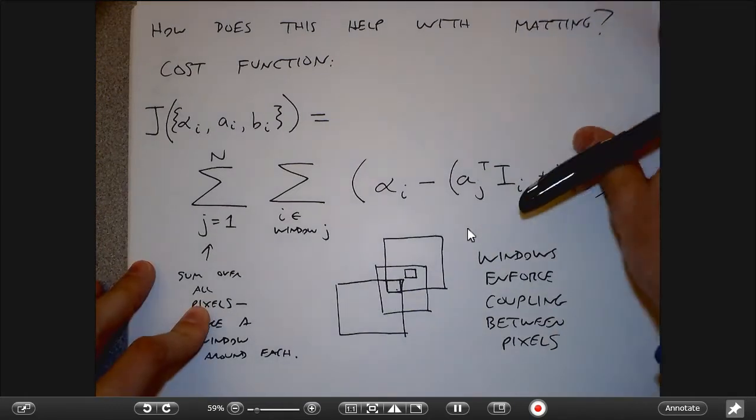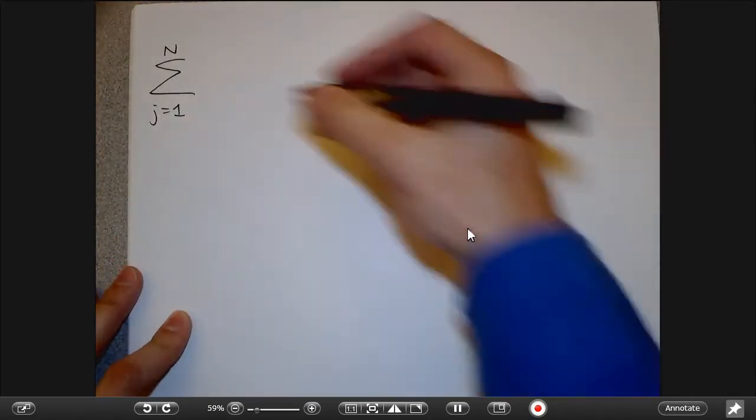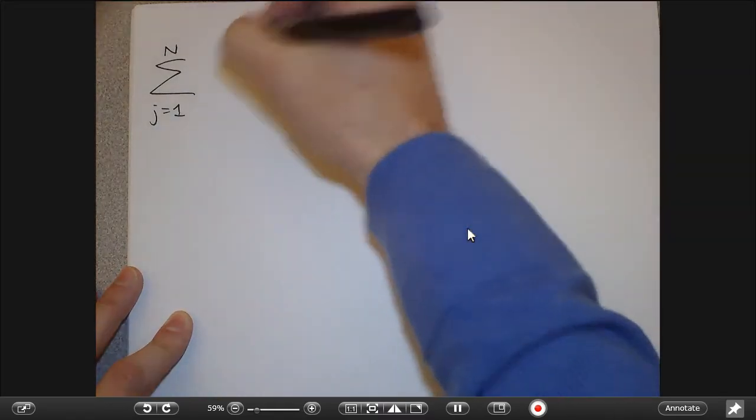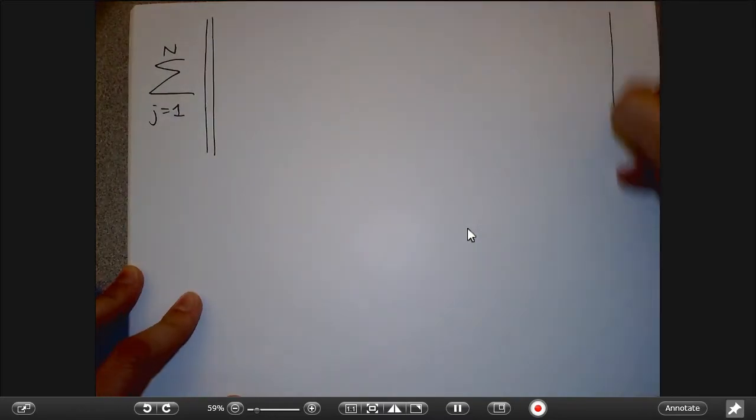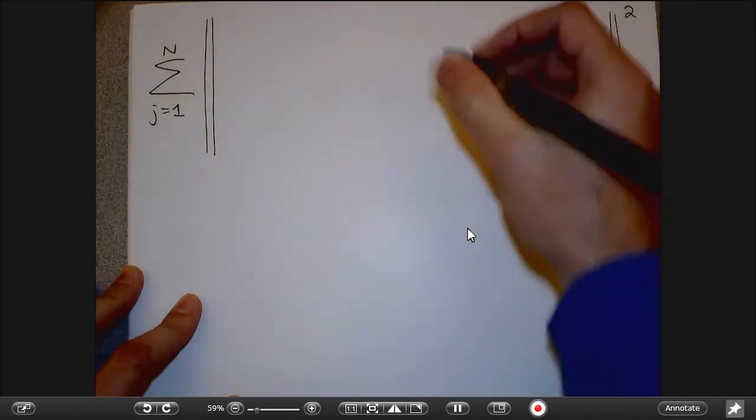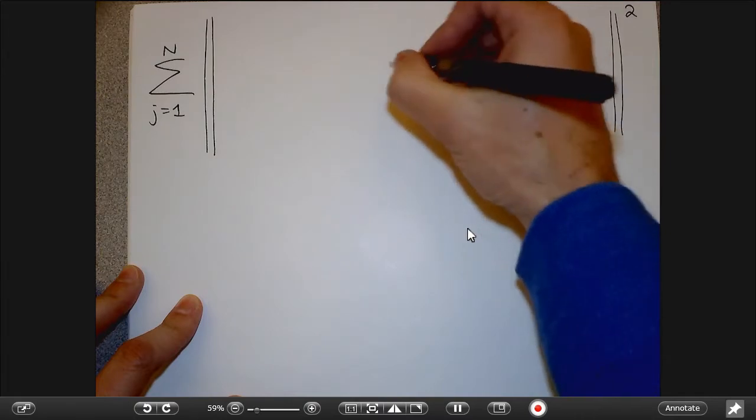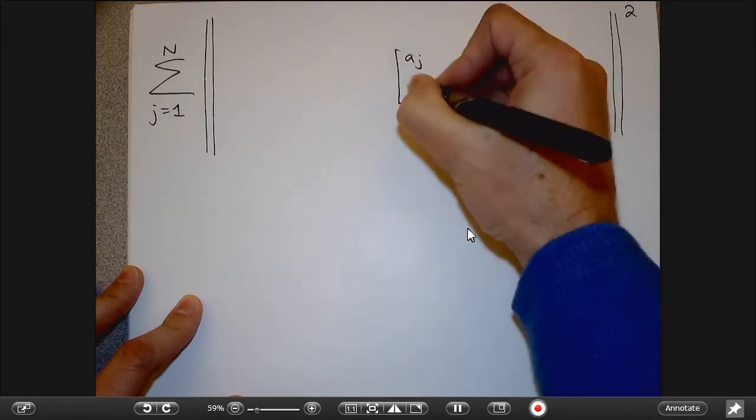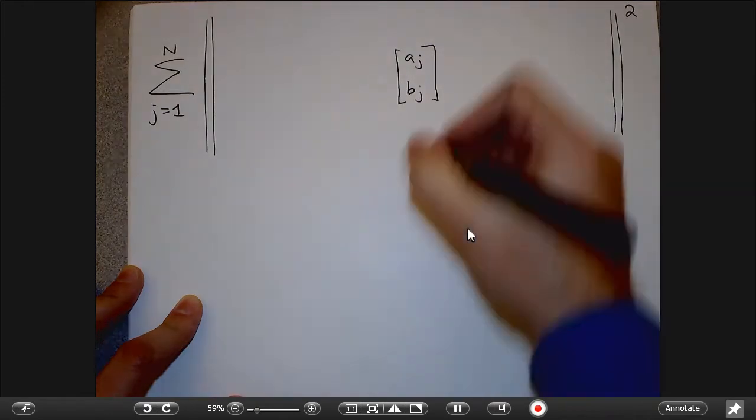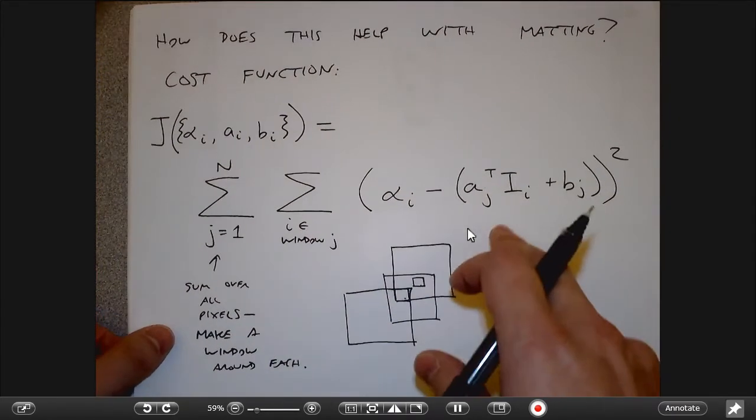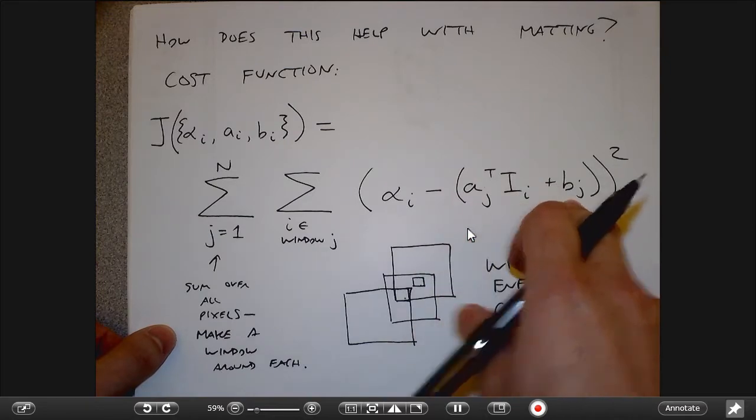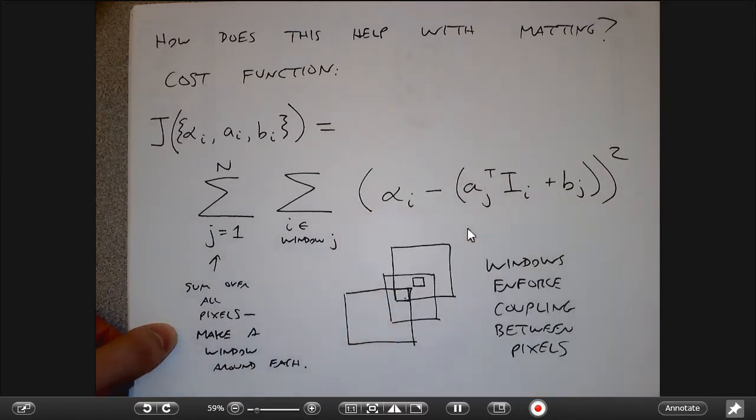So it's always good to be able to write this kind of thing like this. So we're going to have a big norm. That's like saying the length of a vector. What don't I know? Well, I don't know a_j and b_j inside the windows. This is a 4x1 vector that I don't know. And what does this tell me that I want to do? This tells me I want to look at the difference between this scalar and this scalar, and that's going to be the entry of a vector, right?